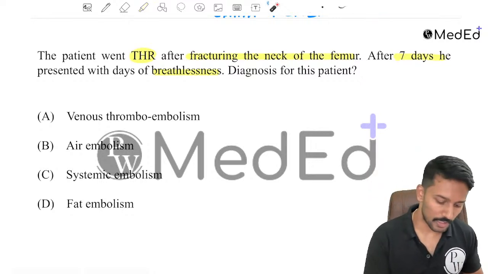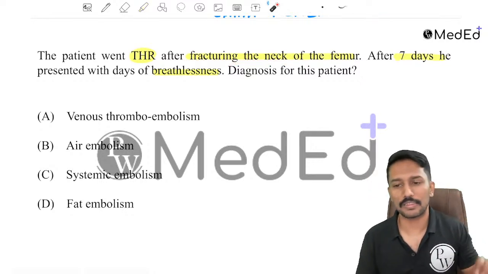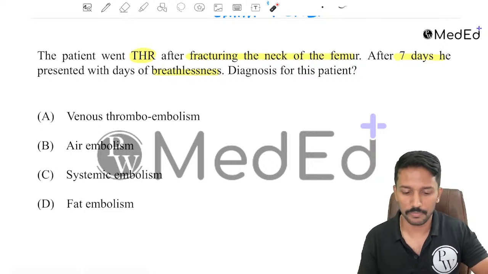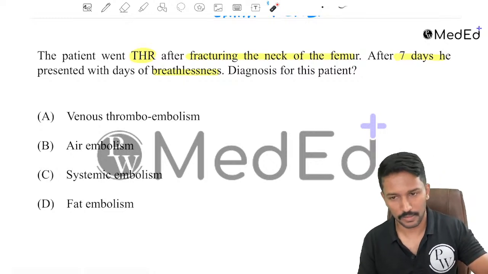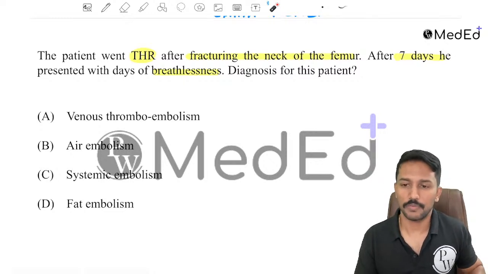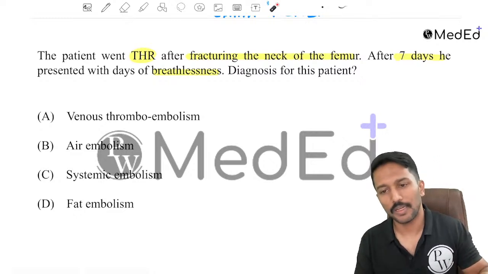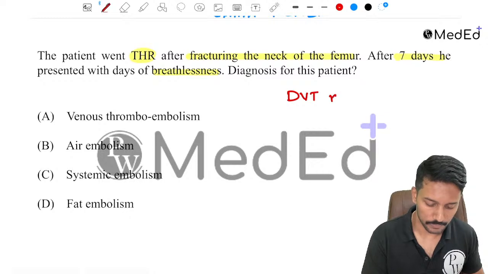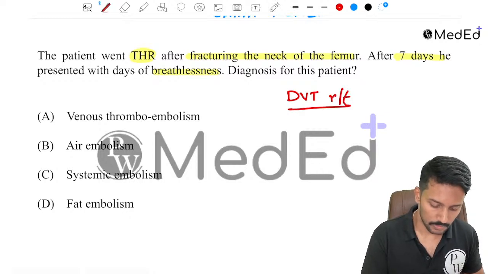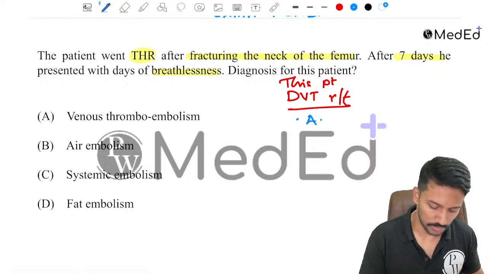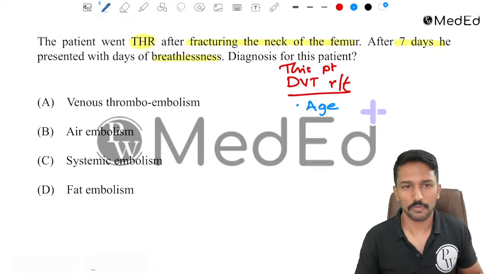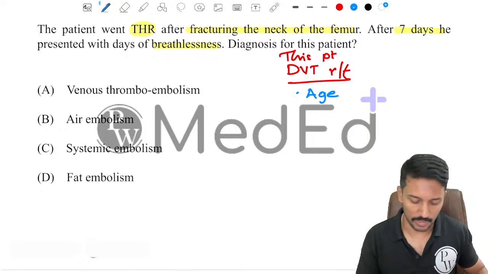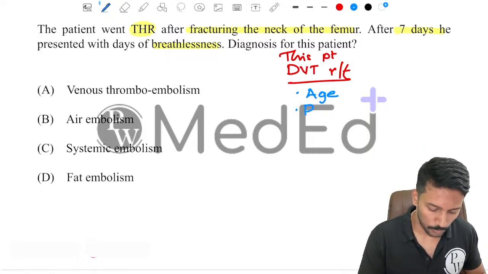Right. Now, if you have done a hip replacement, don't you think you will be immobilizing the patient and he will be bedridden for quite some time? And when you immobilize, there is a risk of developing DVT. So this patient has various risk factors for developing DVT. One of them is age. Though they have not mentioned it, because they have gone ahead with a hip replacement, I would think that it is an elderly patient. Second, prolonged immobilization after the hip replacement.